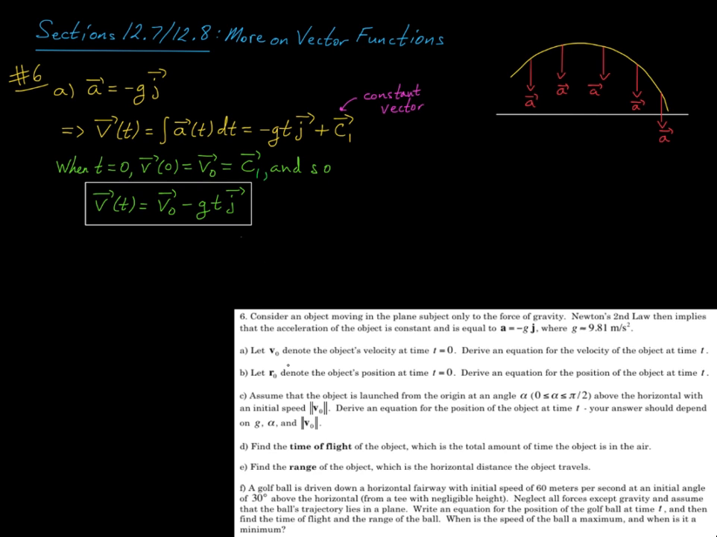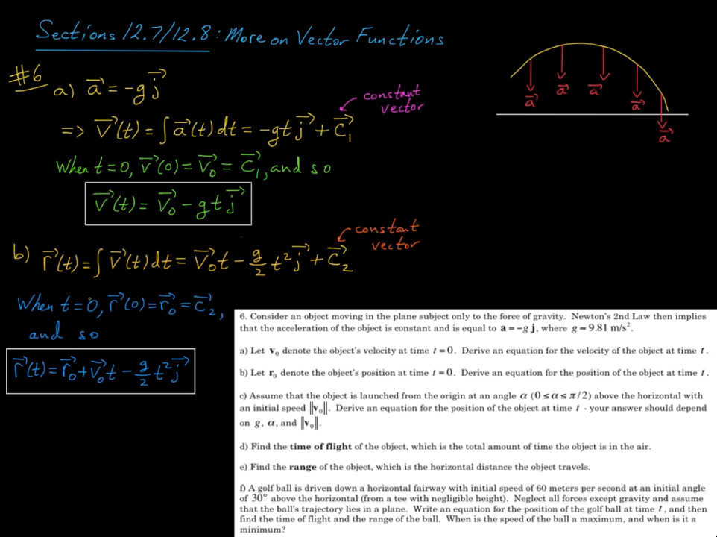Okay, cool. Part B, pretty similar. It says let r sub 0 denote the object's position at time t equals 0. Derive an equation for the position of the object at time t. We're going to integrate again, since the velocity is the derivative of the position, so position is an antiderivative of the velocity. This gives us v0 times t minus 1/2 gt squared times the basis vector j plus another constant of integration. I'll call that c2.